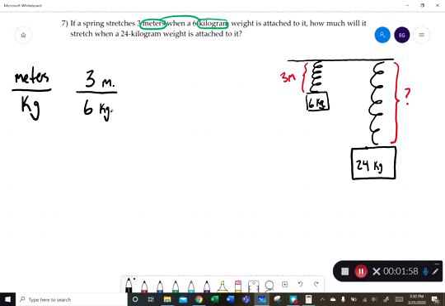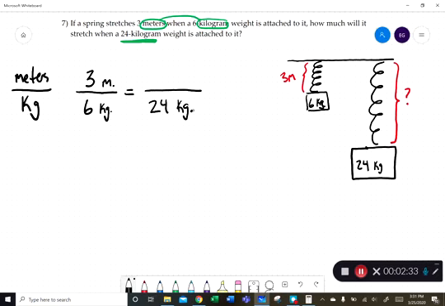Okay. And now the question, how much will it stretch when a 24 kilogram weight is attached to it? So for the second ratio, we're given the weight, the 24 kilograms. So we can set up a proportion. If the weight is 24, now remember, you have to be consistent. If we have meters on top and kilograms on the bottom in the first fraction, then we need meters on top and kilograms on the bottom of the second fraction.